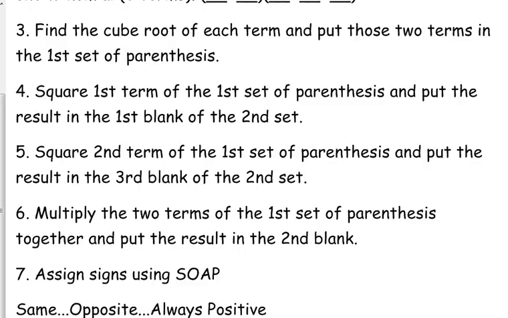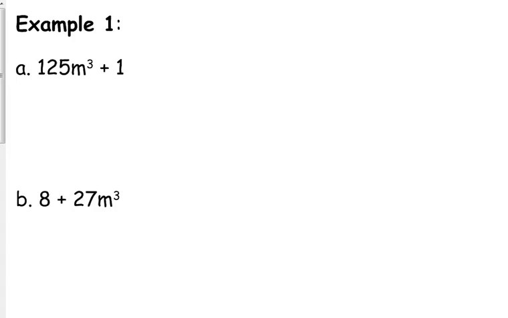So, there's a whole lot of explaining, a whole bunch of words, and you're probably thinking, you said this was easy, but I promise you it really is. Okay, so let's look at an example. Let's look at 125m cubed plus 1. We want to ask ourselves, is there a GCF? Do 125 and 1 have anything in common other than 1? Of course not, because 1 is one of our numbers. So, 125 is a perfect cube. It is 5 cubed. So, let's start with our process here.